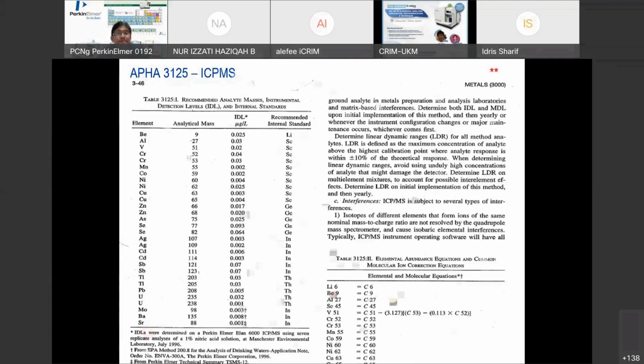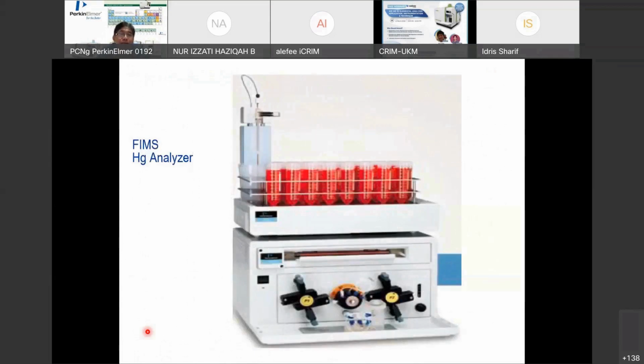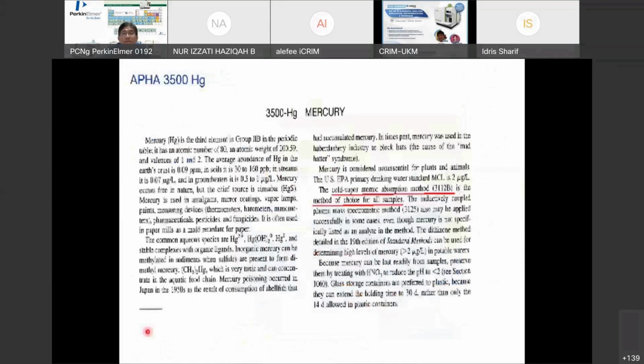ICP-MS can analyze mercury. So this is a mercury analyzer from Perkin Elmer. If you want to follow the APHA method, the cold vapor AAS 3112 is the method of choice for mercury samples. APHA lists it really. And ICP-MS 3125 may be applied successfully in some cases, even though mercury is not specified as an analyte in the method. So the method states yes, it can be analyzed, but it is not listed only. So the method also knows it very well.